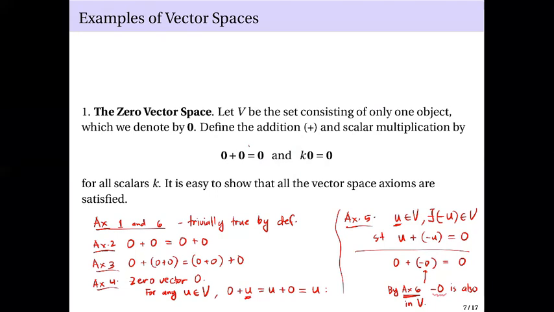And therefore, this set here, which contains only this object 0, there's only one object, is a vector space. We call it the 0 vector space. In fact, it's the smallest vector space that we know.